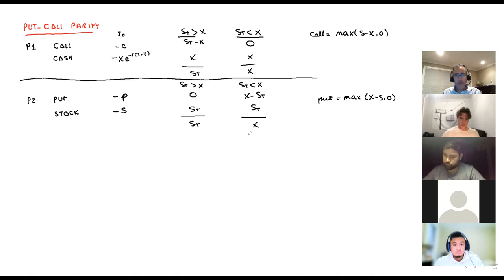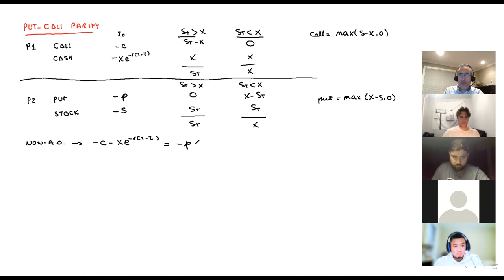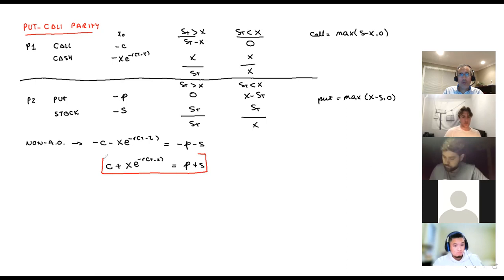Okay, you can see the payoffs, guys, are exactly the same, correct? So if the payoffs are exactly the same, just for non-arbitrage opportunities, guys, this implies that minus C minus X e to the minus r(T minus t) must be equal to minus P minus S. So basically, if I change the sign, C plus X e to the minus r(T minus t) must be equal to P plus S. So this is our famous put call parity or call put parity. This condition here holds all the time. Okay, so let me create an example for you.